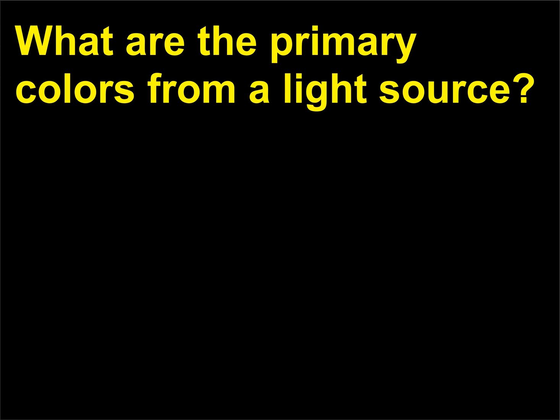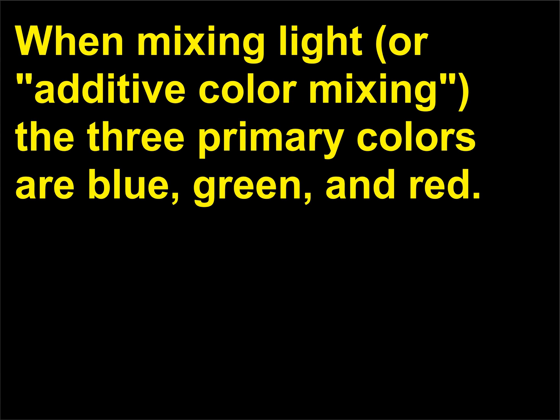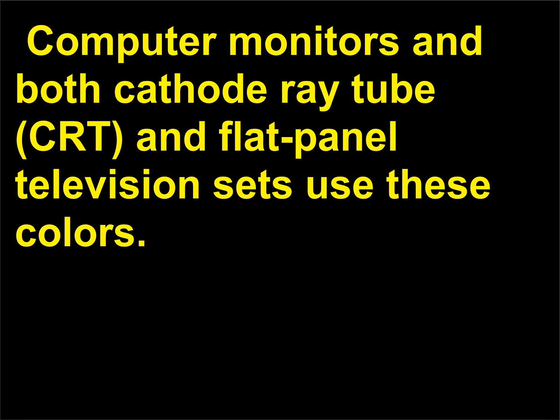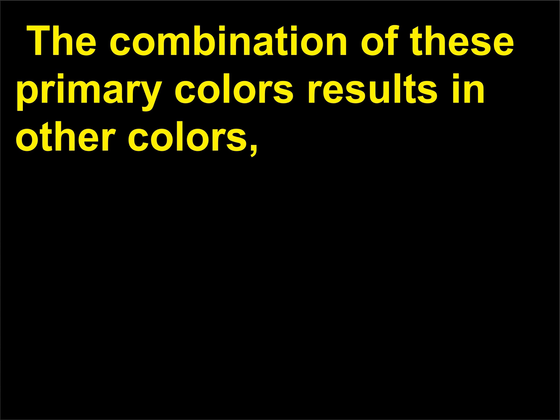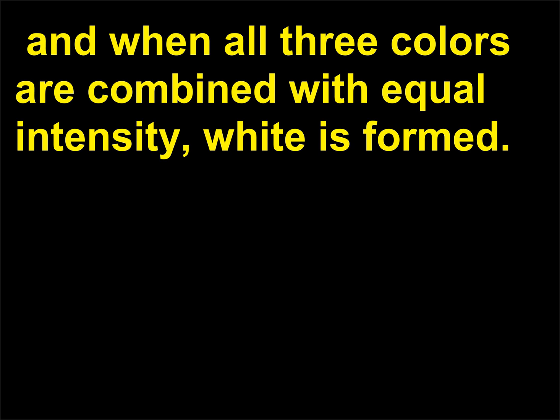What are the primary colors from a light source? When mixing light, or additive color mixing, the three primary colors are blue, green, and red. Computer monitors and both cathode ray tube, CRT, and flat panel television sets use these colors. The combination of these primary colors results in other colors. And when all three colors are combined with equal intensity, white is formed.